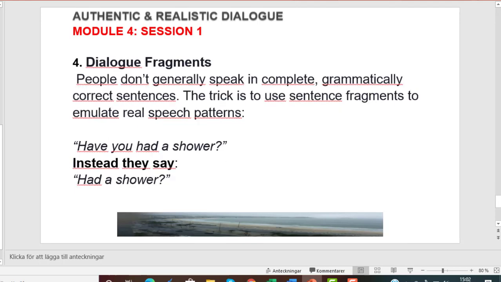Dialogue fragments. People don't generally speak in complete grammatically correct sentences. The trick is to use sentence fragments to emulate real speech patterns. For example, you have a dialogue line here. Have you had a shower? Instead, they say, had a shower? This makes your dialogue more natural, and it also makes it more crisp, compelling, and it gives it a quick pace.